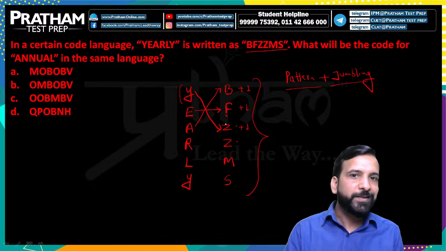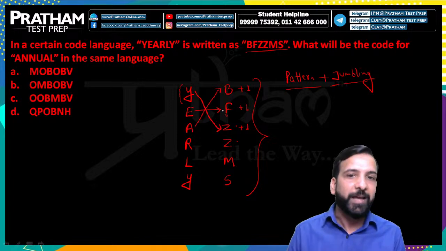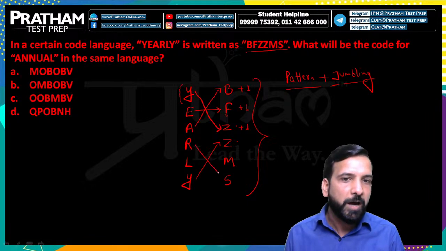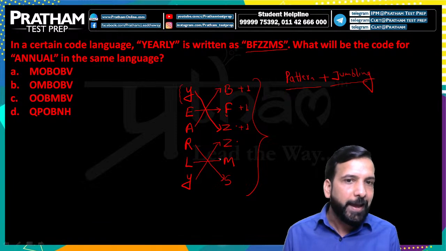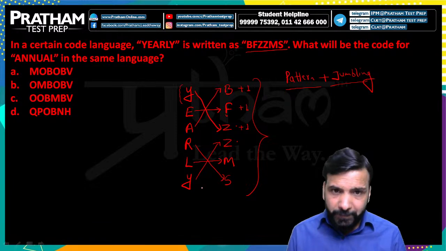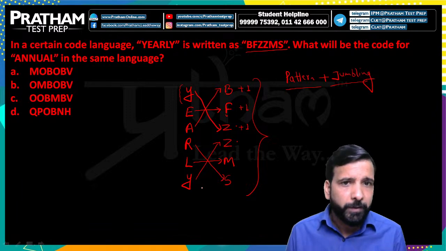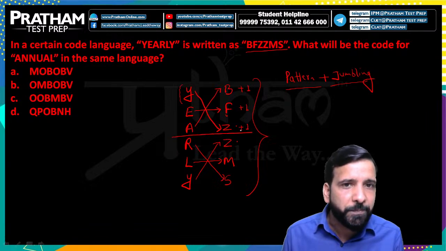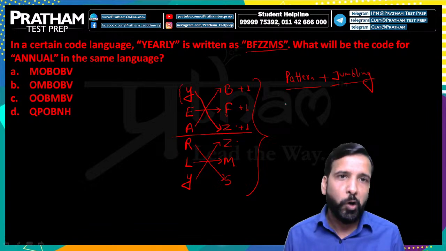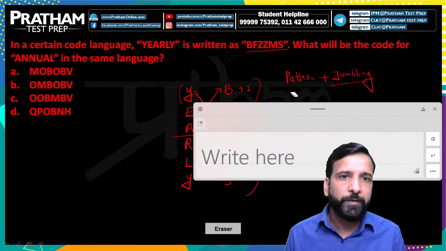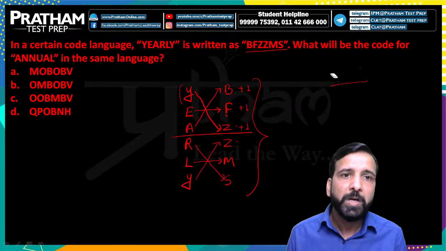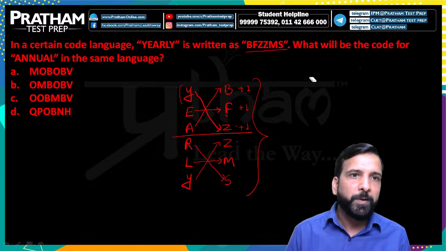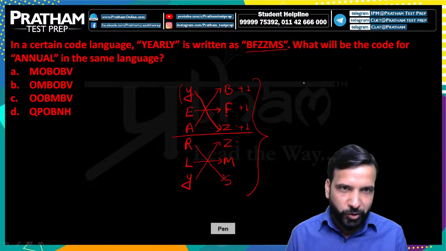So Y plus 1 is Z, A plus 1 is B, E plus 1 is F, and here we have our answer. So R plus 1 is S, L plus 1 is M. Right, means we are moving one step forward in the English alphabet series, right? This code is divided in 2 equal halves and then apply the logic. So here in this question, now we are looking for the code for the word annual, right? What will be the code for annual in the same code language, right?